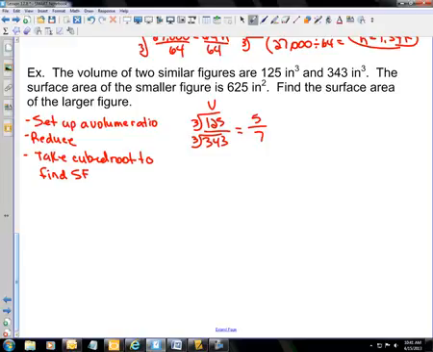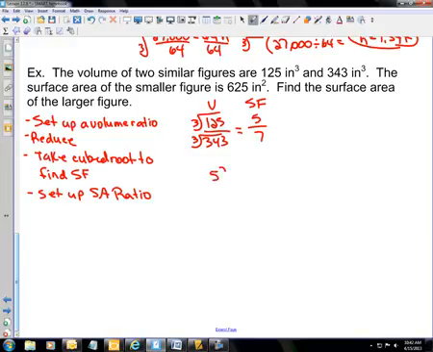I wouldn't do the cube root of the whole fraction. I would do each individual one, especially if it looks like it might work, unless you know how to work the fraction part of it. So this right here gives me my scale factor. Then I want to set up a surface area ratio with the scale factor. What do I have to do to it? I have to square it.